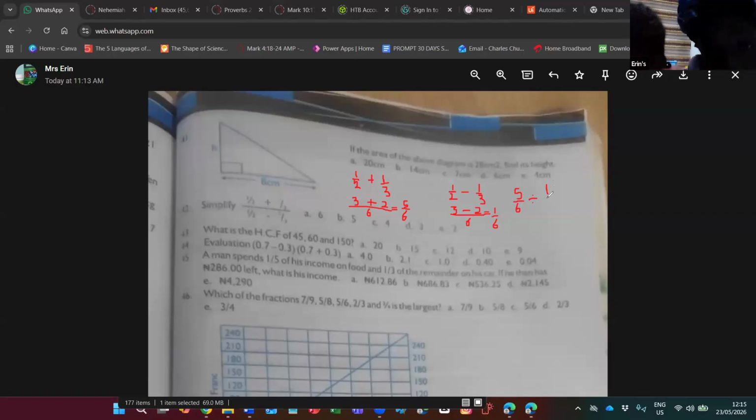So the 1 over 6 will change to 5 over 6 times 6 over 1, and that is 5. Thank you. You got it. Okay, so you can write it down in your book.